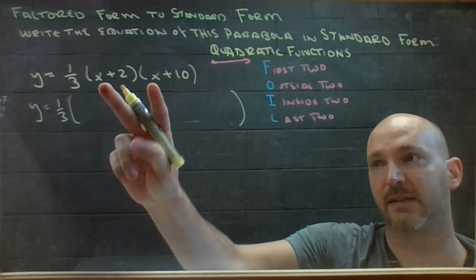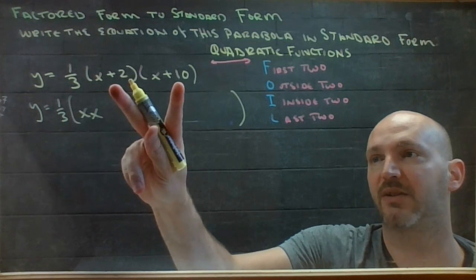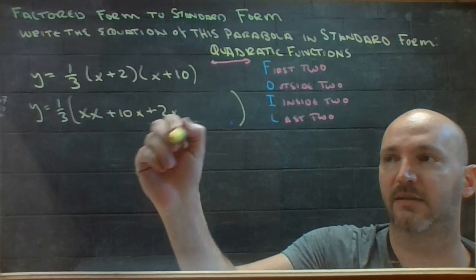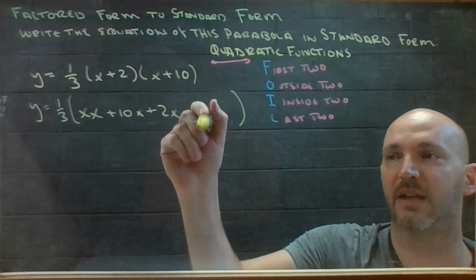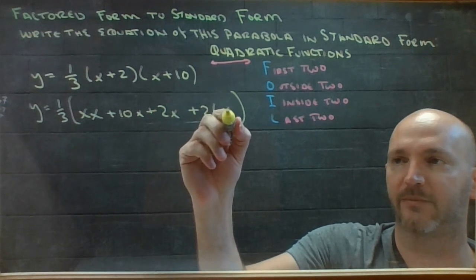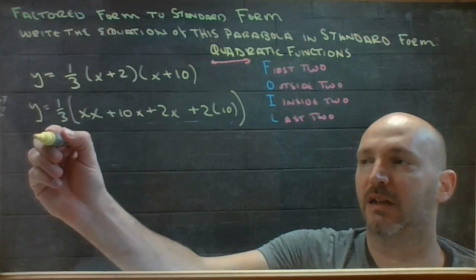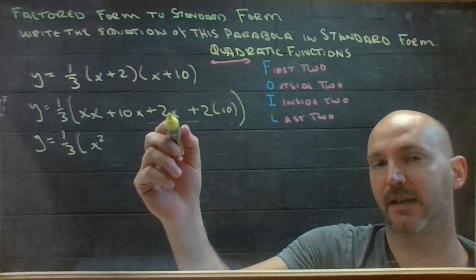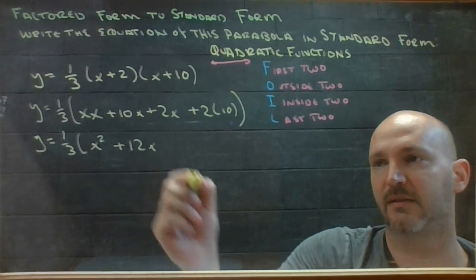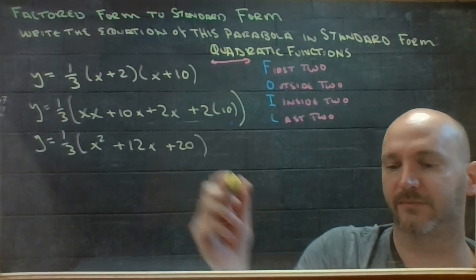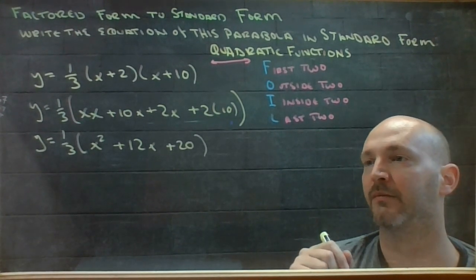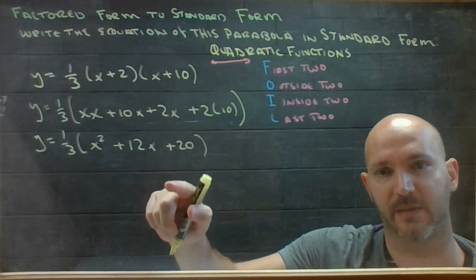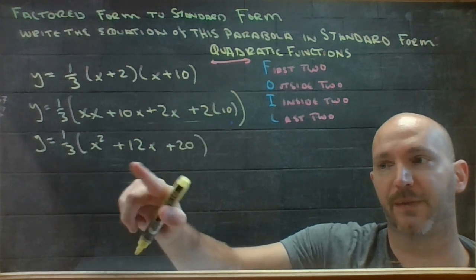My first two, x and x, my outside two, 10x, my inside two, 2x, and my last two, 2 times 10, which I'll just write that. There we go. Clean it up. X times x is x squared. 10 x's and 2 x's is 12 x's. 2 times 10 is 20. So this has been FOILed, or the multiplication has been done. Now I just need to throw the 1/3 on everything.